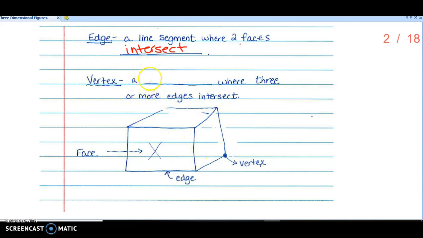And a vertex is a point where 3 or more edges intersect. So like right here, there's another vertex there, there's another one there. And if you hear the plural with more than one vertex, it's referred to as vertices. So if you see that word, that's what that means.